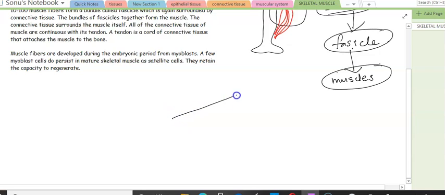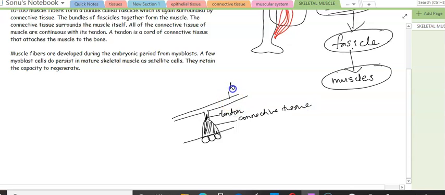So if this is the bone, here is the tendon, and here comes the muscle. And if I take a section of this muscle, I will see bundles of fascicles. So this will be covered. The whole muscle is covered by a connective tissue, and this is continuous with this tendon. And these bundles are called fascicles.